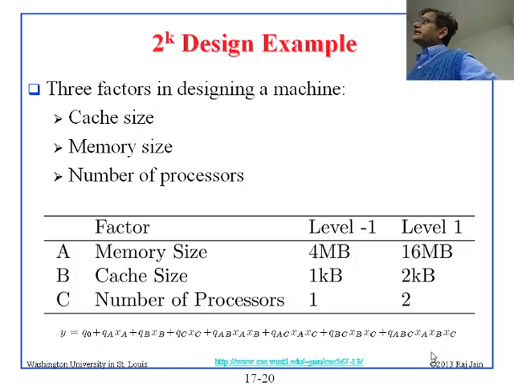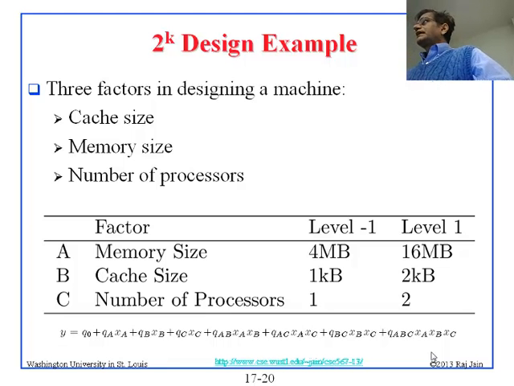So there are three factors. Memory size could be 4 megabyte to 16 megabyte. Cache size could be 1 kilobyte to 2 kilobyte. Number of processors from 1 to 2. Now the model would be y equal to q0 plus qA xA plus qB xB plus qC xC. So there are three main effects. Then qAB xA xB, qAC xA xC, qBC xB xC. So there are three two-factor interactions.